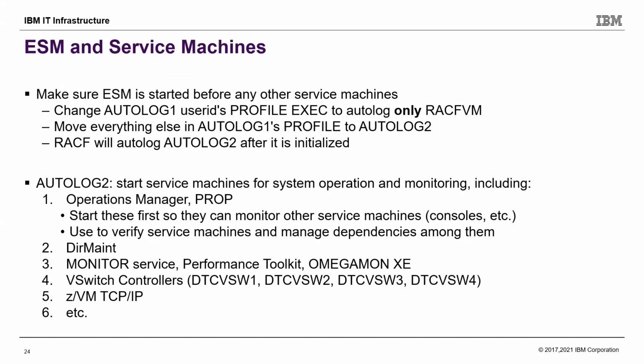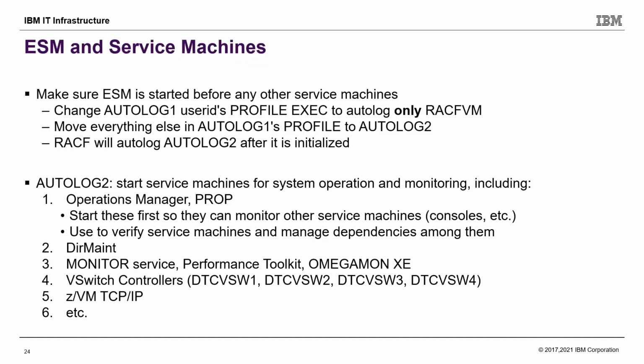So for RACF, you would change Autolog1's profile to Autolog only RACF VM. RACF will come up and initialize itself. You'll move everything else from Autolog1's profile to Autolog2. And then once RACF comes up and gets itself initialized, it will Autolog2. So all of your other startup information will get processed after the security manager is operational.